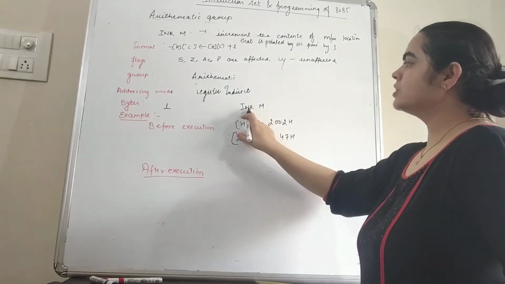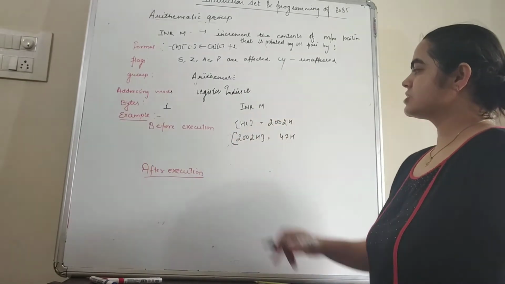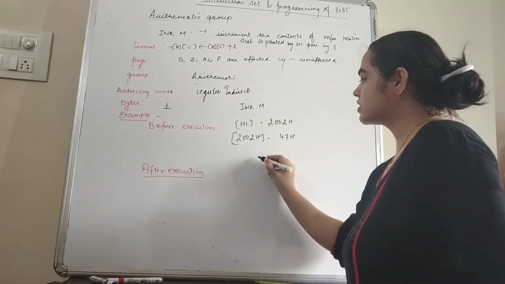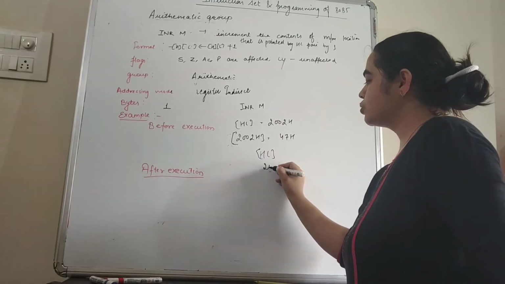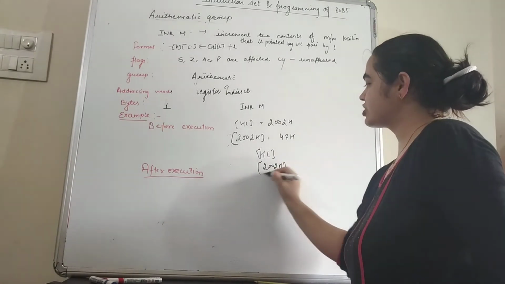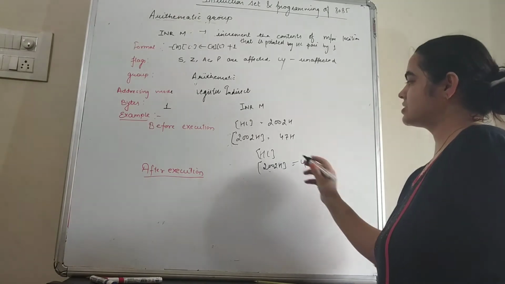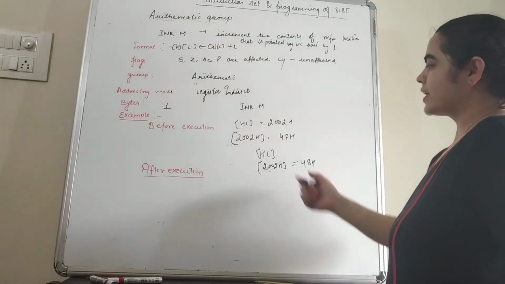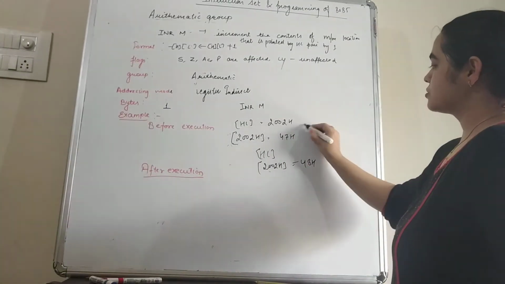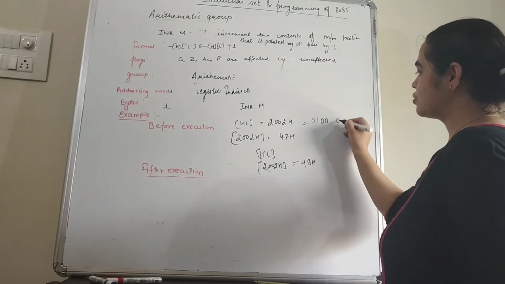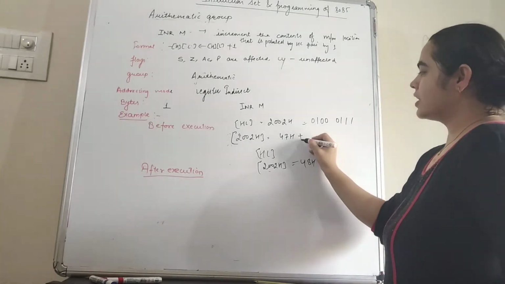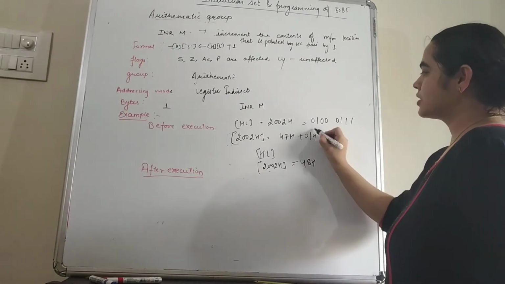So after executing this instruction, the contents of the memory location pointed by the HL pair, that is 2002H, are 48H. You can see it with the binary code also. 47H means 01000111. So we increment this value by 1, that means we add 00000001.